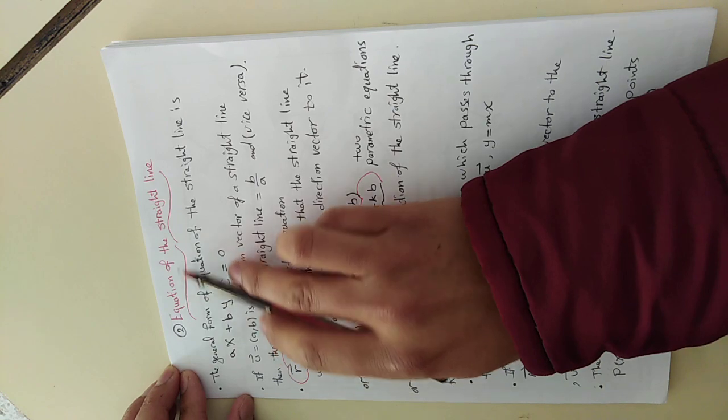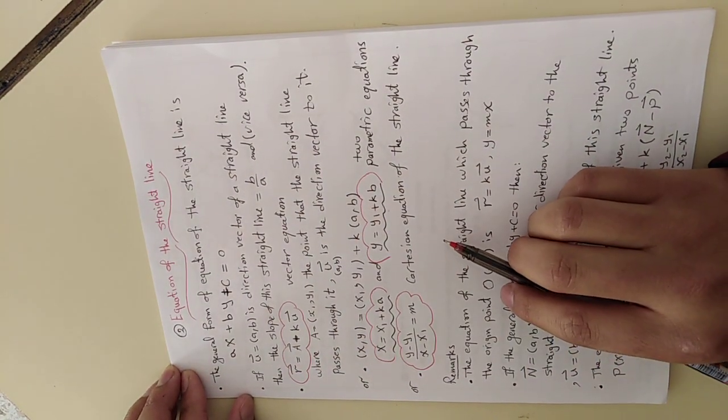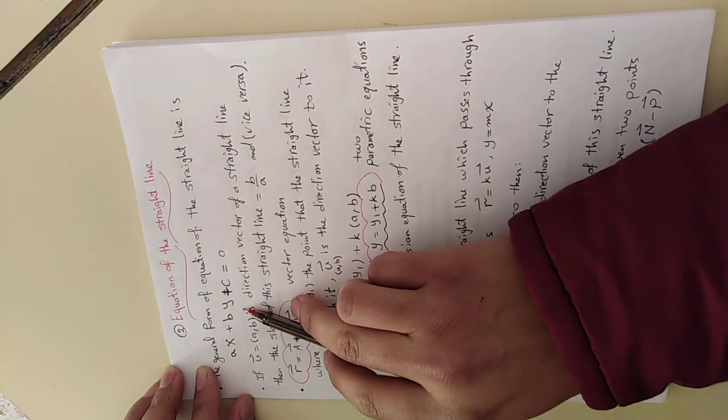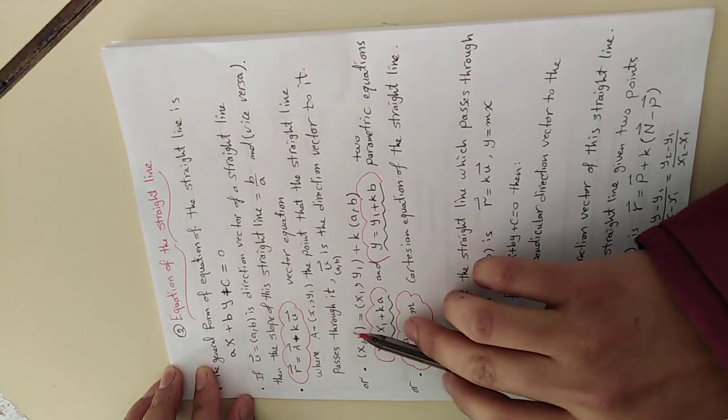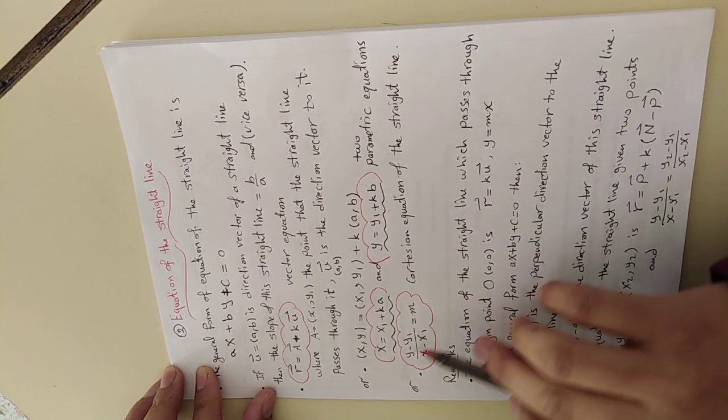We will start the second lesson, which is the equation of the straight line. The general form of the equation of the straight line is ax plus by plus c equals 0, and we have different forms.